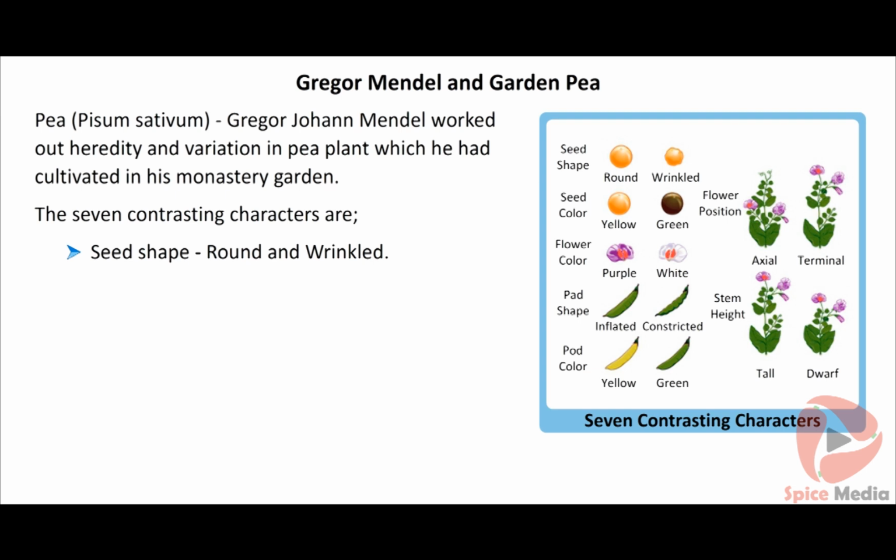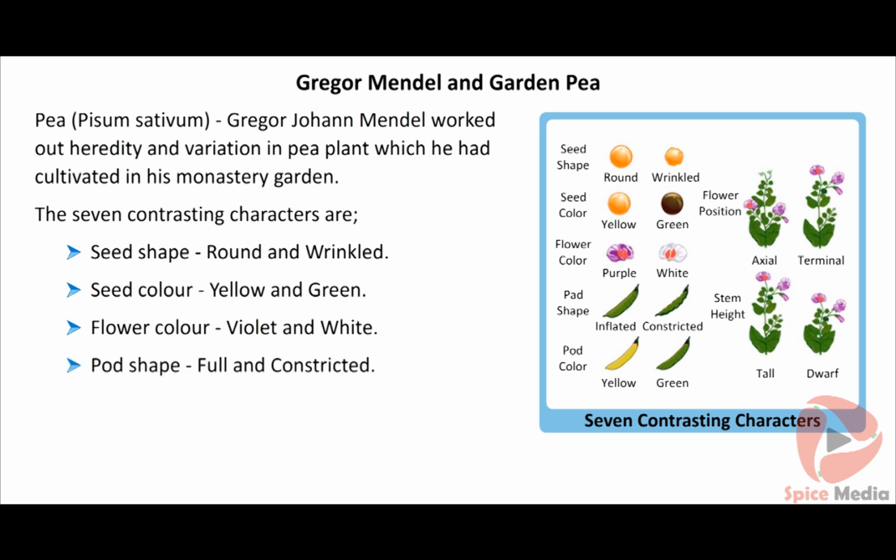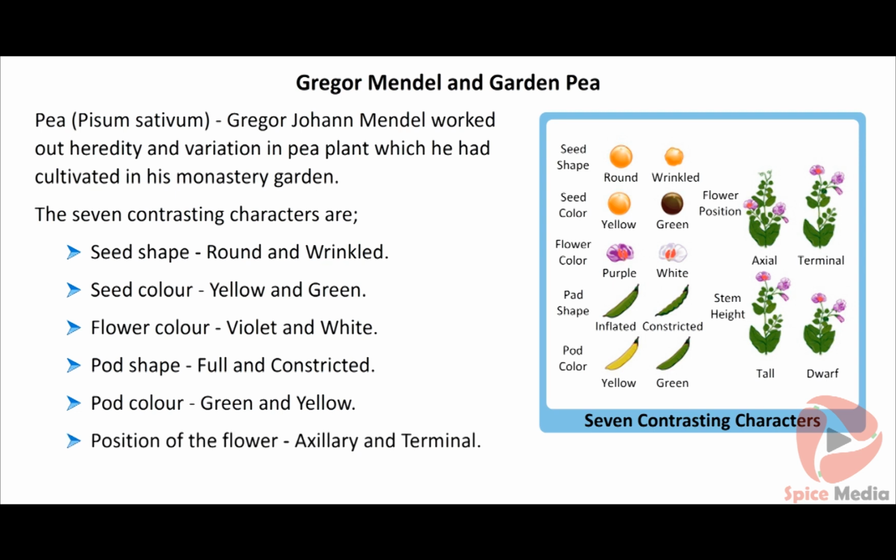Shape of the seed with 2 contrasting characters such as round and wrinkled. Color of the seed with 2 contrasting characters such as yellow and green. Color of the flower with 2 contrasting characters such as violet and white. Pod shape of the fruit with 2 contrasting characters such as full and constricted pods. Pod color of the fruit with 2 contrasting characters such as green and yellow. The position of the flower in a plant with 2 contrasting characters such as axillary and terminal. The height of the plant with 2 contrasting characters such as tall and dwarf.